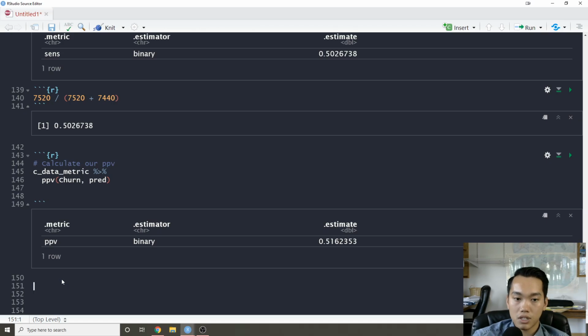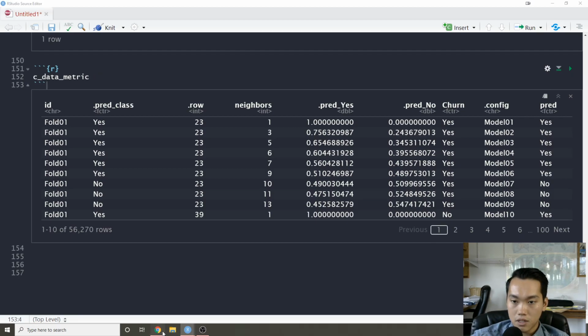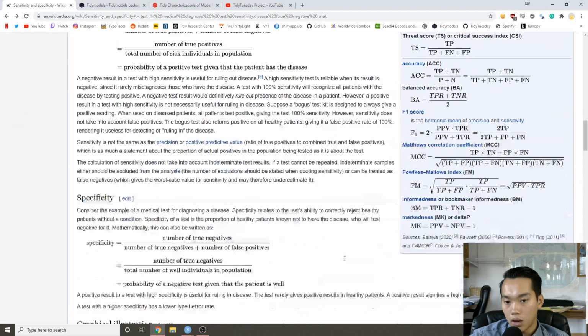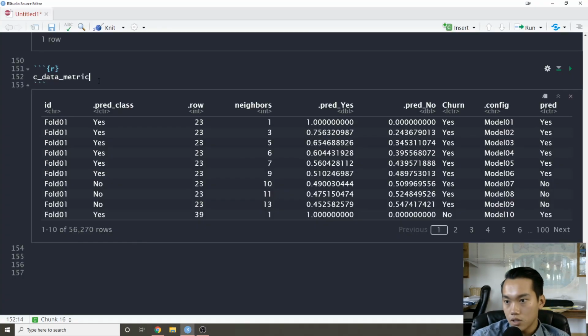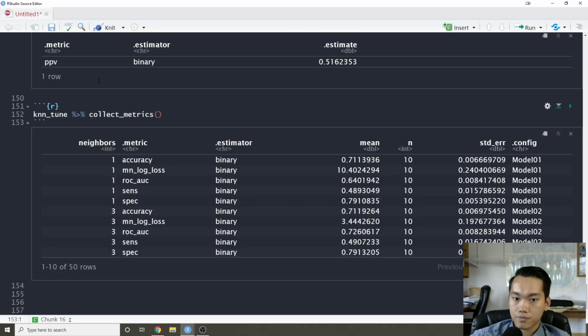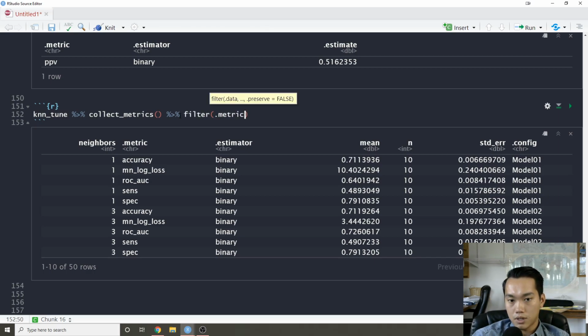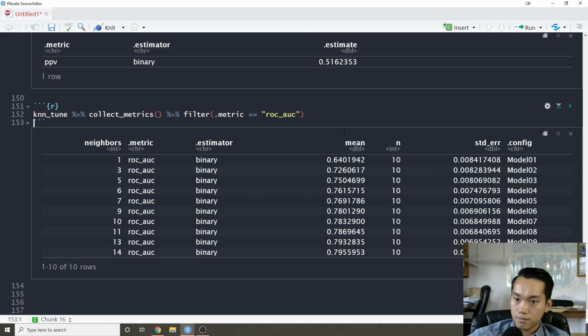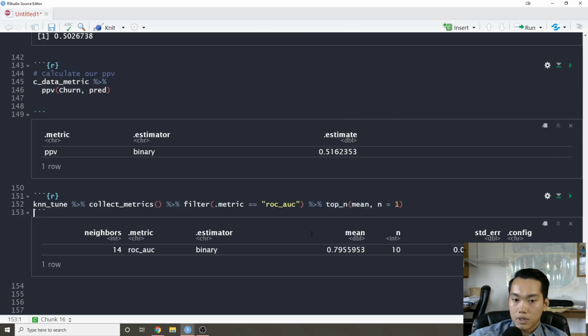What we can also do is the ROC AUC. What's good about the ROC AUC is it basically compares against randomly guessing. So if we look at our KNN tune, collect metrics, and then filter .metric equals roc_auc, and then top_n with n equals 1, we can see that our best model has 14 neighbors with an ROC AUC score of 0.79.